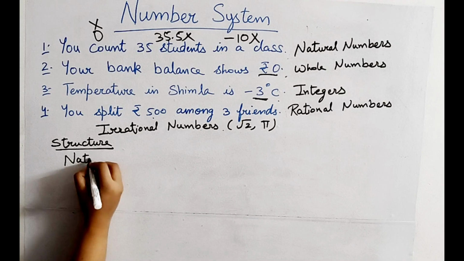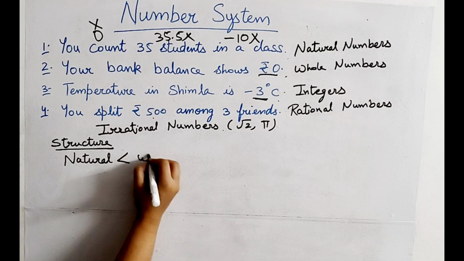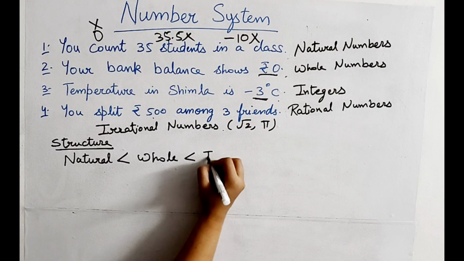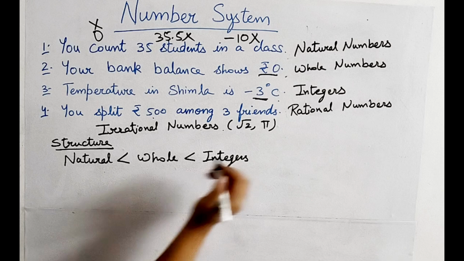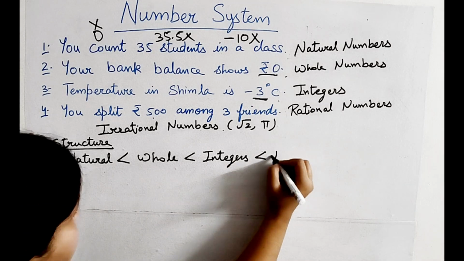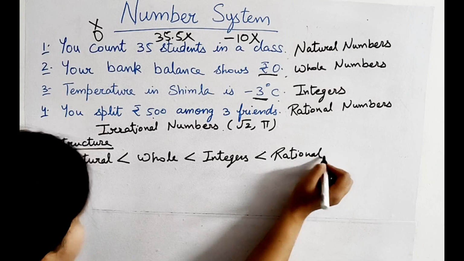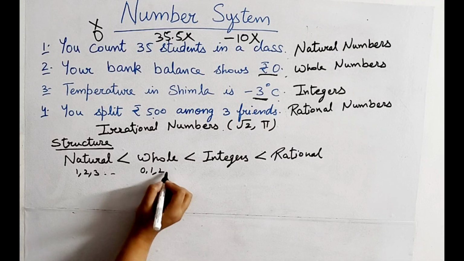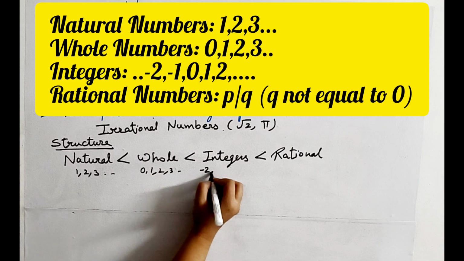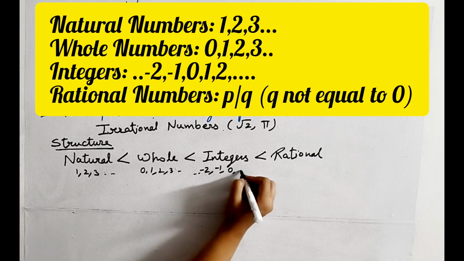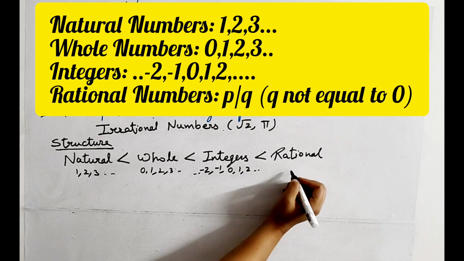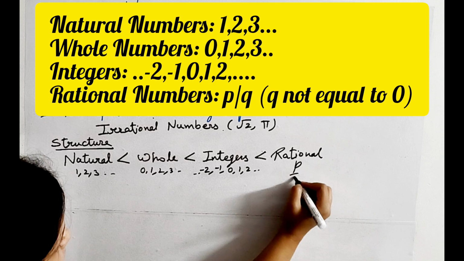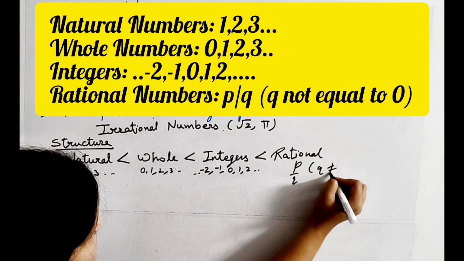Now understand the structure. Natural numbers are smaller than whole numbers. Whole numbers are smaller than integers. Integers are smaller than rational numbers. Natural number starts from 1. Whole number starts from 0. Integers include negative numbers, 0, and positive numbers. And rational numbers include fractions also, which can be written as P upon Q. Condition is Q should not be equal to 0.